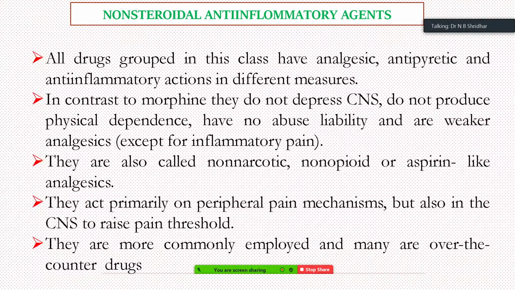So they act primarily on peripheral pain mechanisms, but also in the central nervous system to raise the pain threshold. These agents act by inhibiting COX, and the prostaglandin production will be inhibited, along with other inflammatory agents. Apart from this, these agents also increase the pain tolerating capacity, that is, they act on the central nervous system to raise the pain threshold.